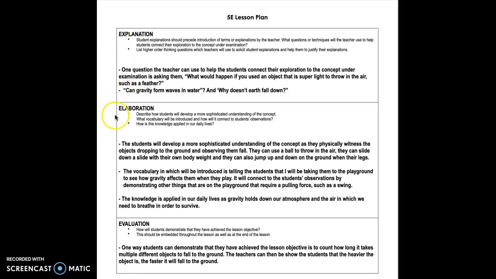Elaboration, which is another 5E, can be describing how students will develop a more sophisticated understanding of the concept. So the students will develop a more sophisticated understanding of the concept as they physically witness the objects falling to the ground and observing them fall. They can use a ball to throw in the air, they can slide down a slide with their own body weight, and they can also jump up and down on the ground with their legs.